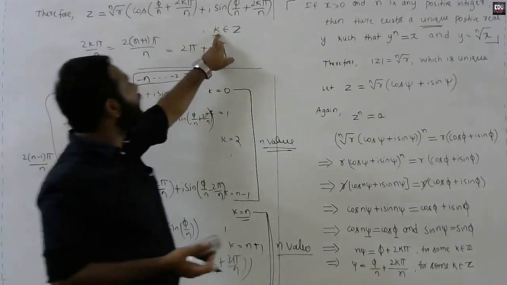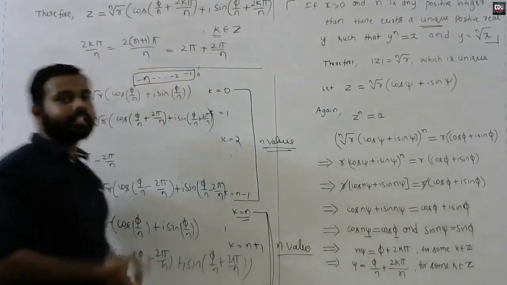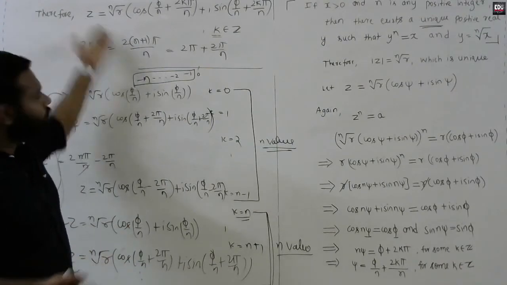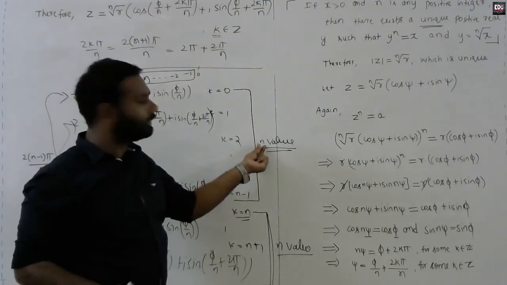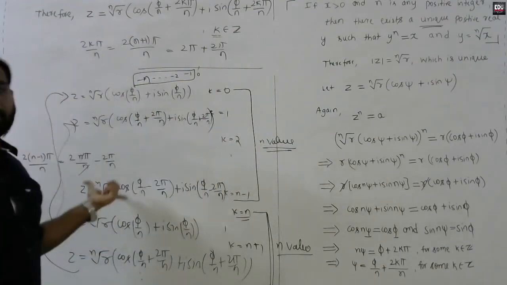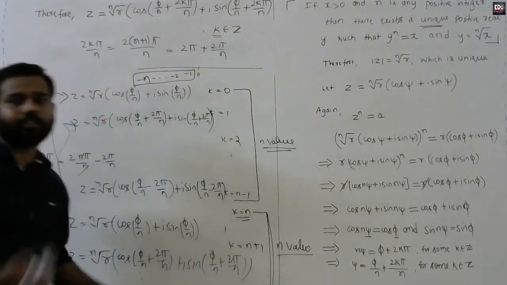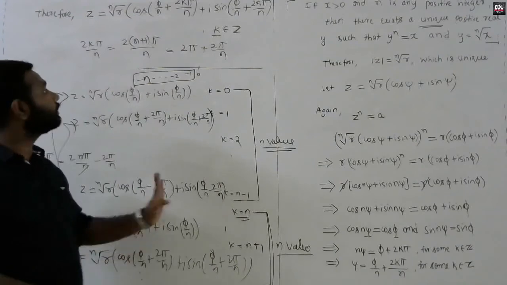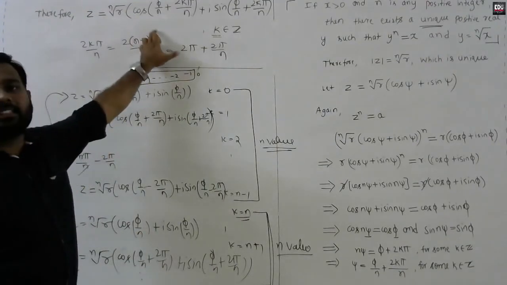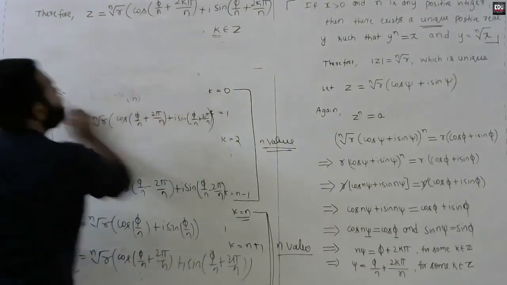So there is no need to vary k over all integers. If you vary k over all integers, you will get repeated values for z. For every set of n consecutive values, you will get distinct values. After that, for the next n consecutive values, you will have the same values. So there are repeated values for z, and we shall neglect those. We shall just consider the distinct values of z, right? So those are.